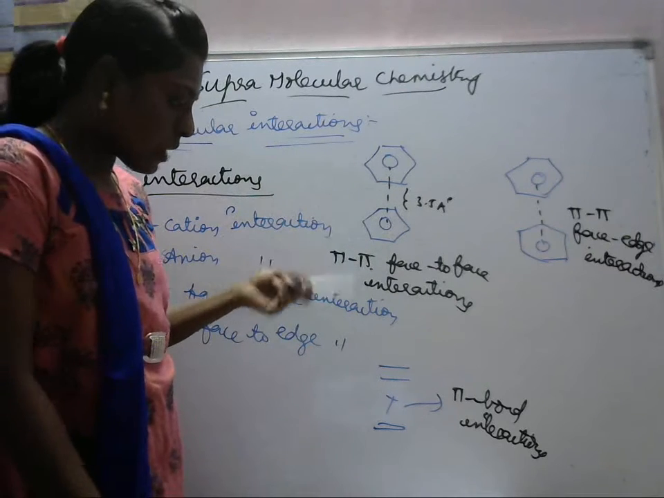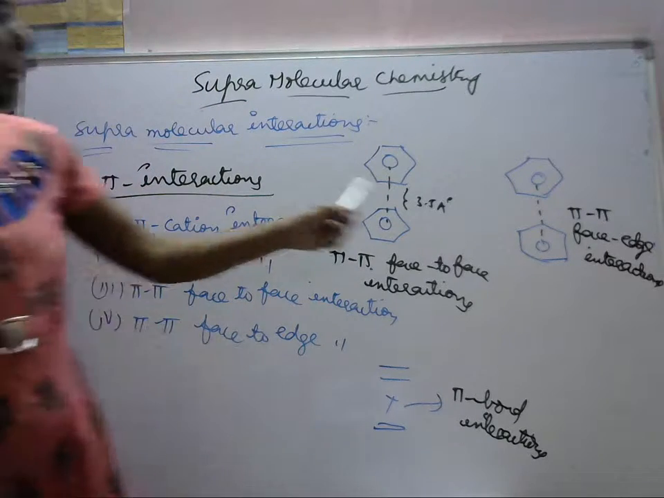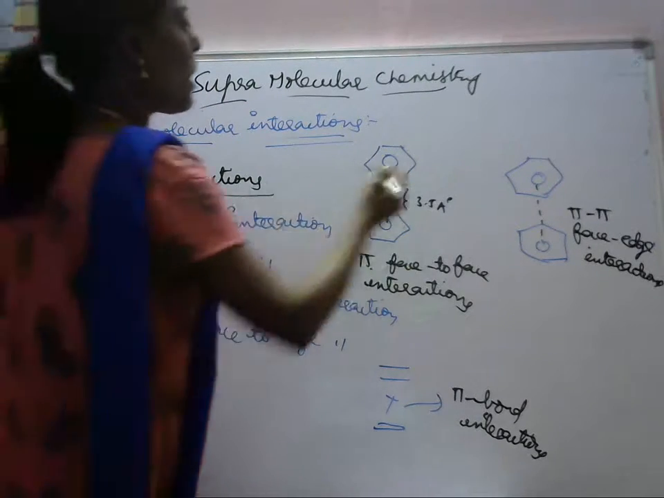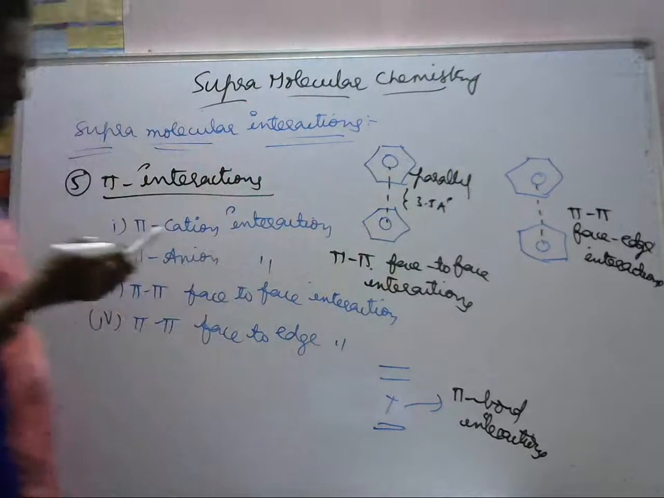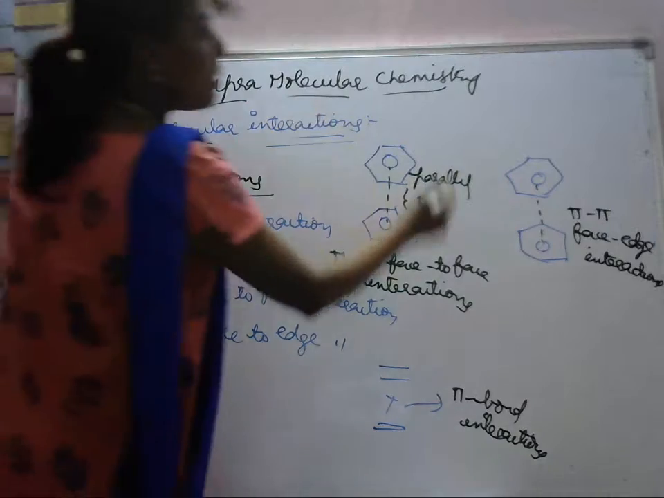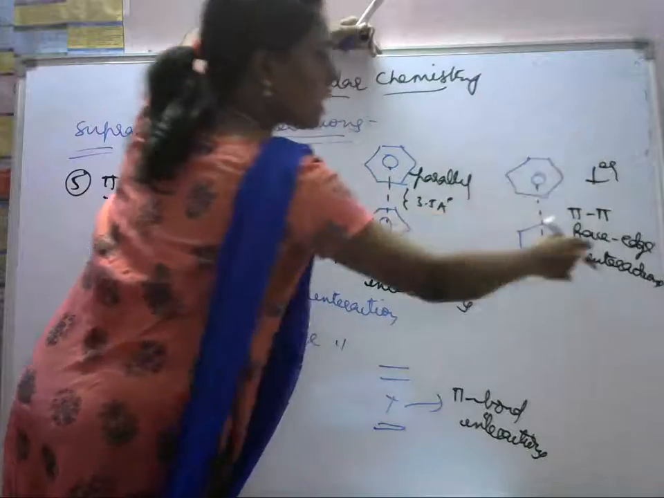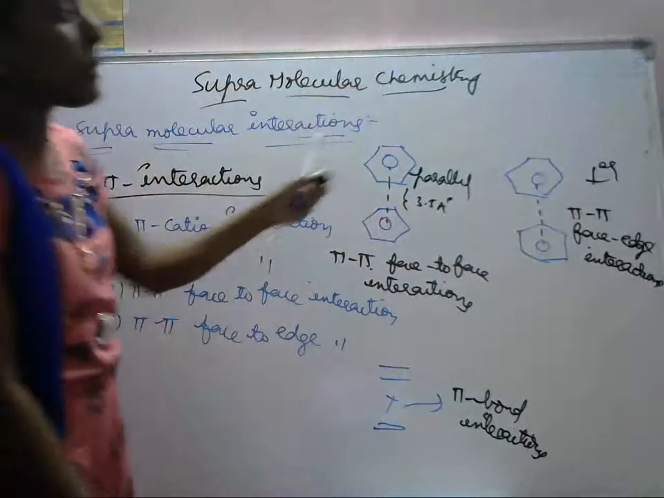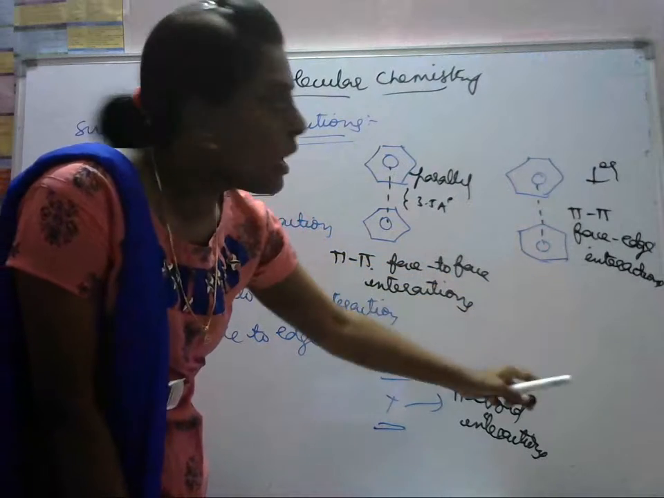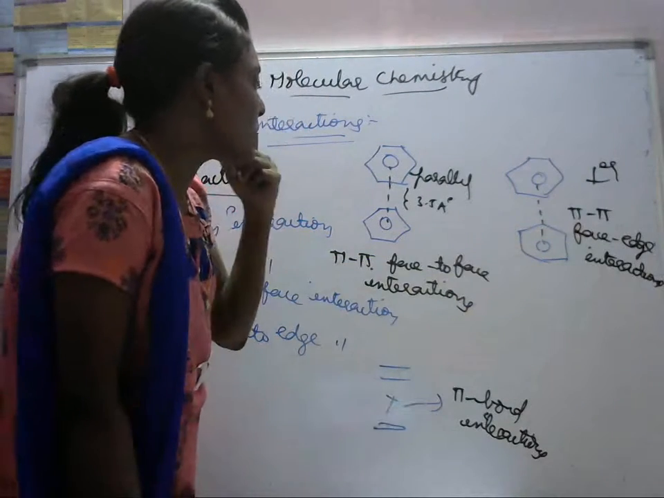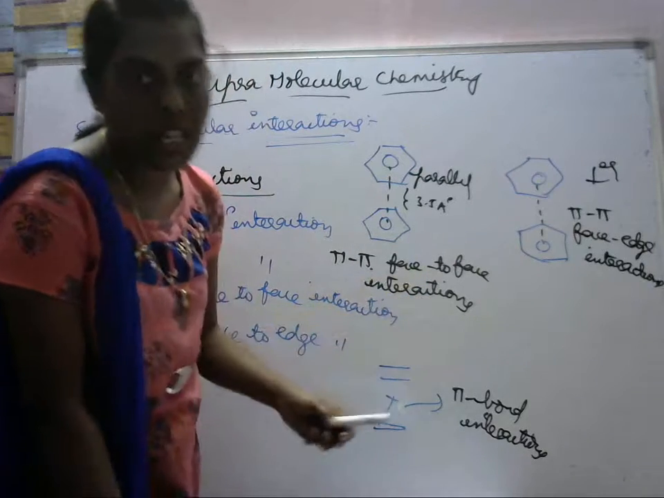Face to face interactions are possible when the aromatic rings are parallel. Here it is said to be parallel, so parallel interactions are there. Here parallel will be there, here perpendicular will be there. If it is perpendicular in nature, then it is called pi to pi face to edge interaction. If it is parallel, it is called pi to pi face to face interaction.